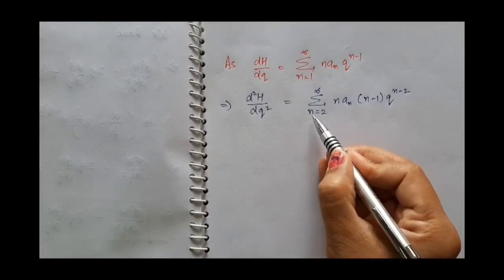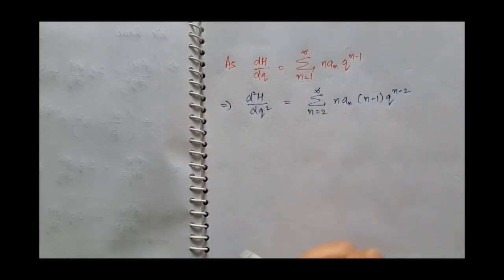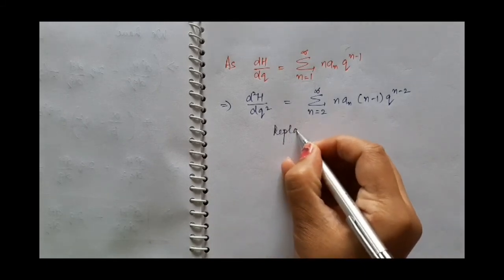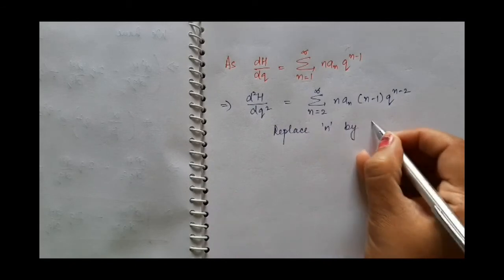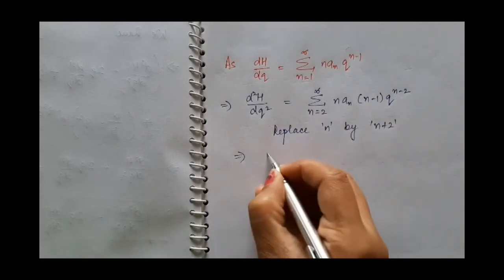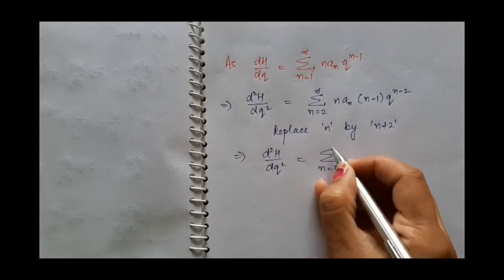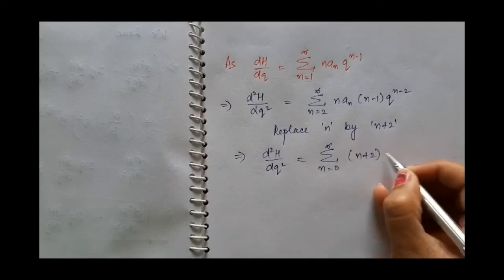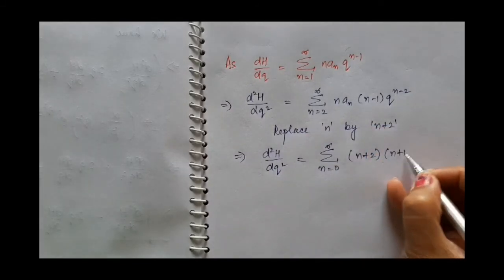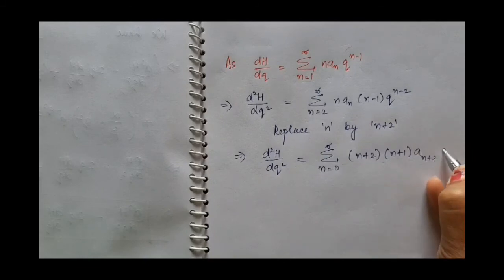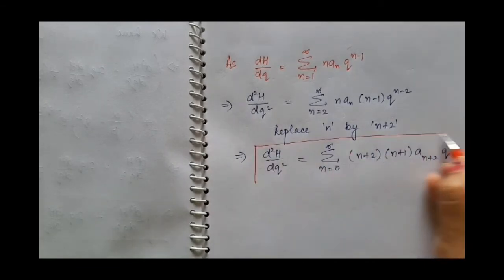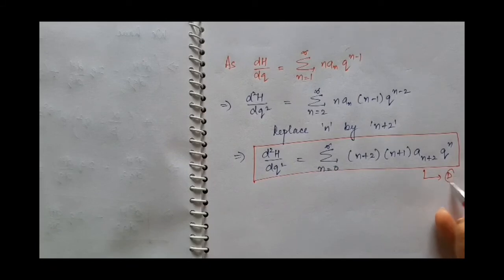But we want here n to vary from 0 to infinity. So what we will do? We will replace n by n plus 2. Then you will have d square h by dq square equal to summation n varies from 0 to infinity, (n plus 2)(n plus 2 minus 1), that is n plus 1, a n plus 2, q raised to power n plus 2 minus 2, so it will be n. So this is the value of the double derivative of h with respect to q, and suppose this is equation D.